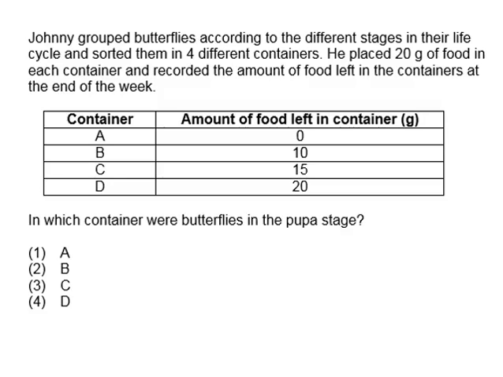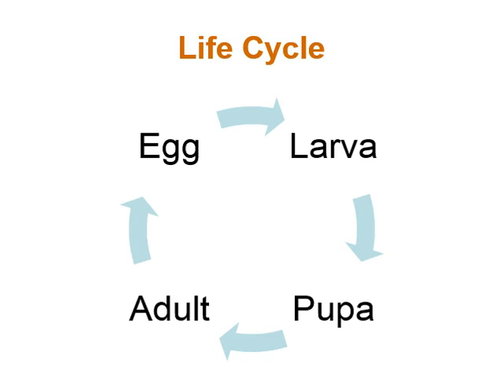Johnny grouped butterflies according to the different stages in their life cycle and sorted them in 4 different containers. So you know this question is about butterflies and their life cycle. He placed 20 grams of food in each container. So you know this has got to do with the stages of the butterfly and food. All right. So before we do this question, let's revise stages of a life cycle of an insect.